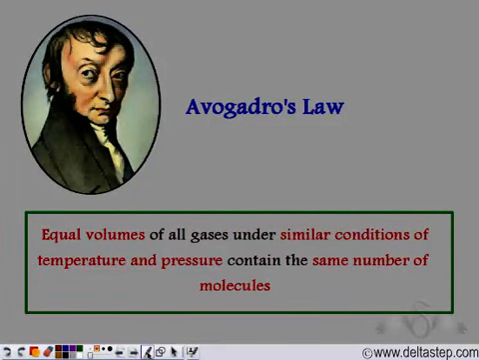It states that equal volumes of all the gases under similar conditions of temperature and pressure contain the same number of molecules. So this holds for all gases. If we have equal volumes of all the gases at the same temperature and pressure, they all contain the same number of molecules.